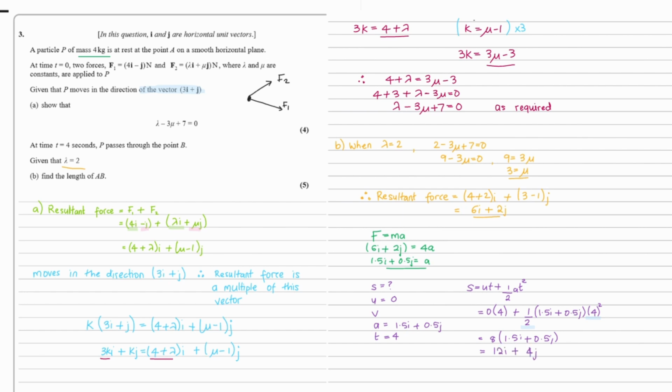So what we now have is a vector for the displacement, and because we are looking for the distance, we are going to find the modulus of this vector. So we can find the distance by doing 12 squared plus 4 squared and then square rooting the answer. And if we work that out, that would give us 4 root 10 meters. And that is the final answer for the length of AB.